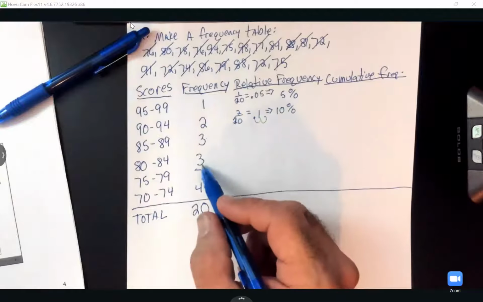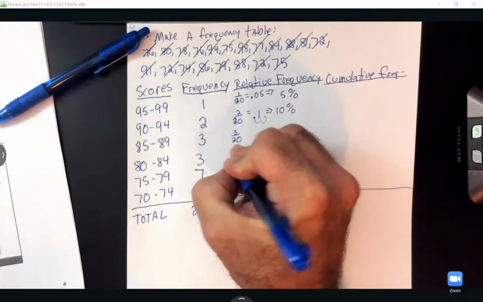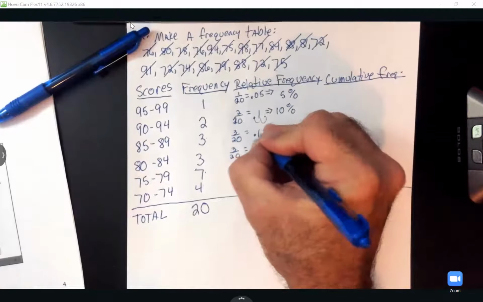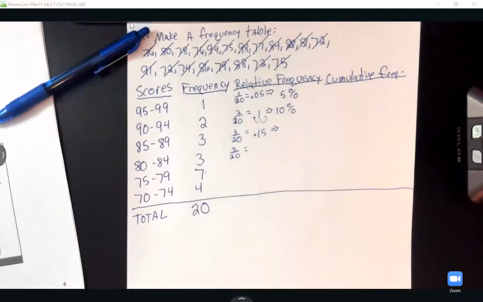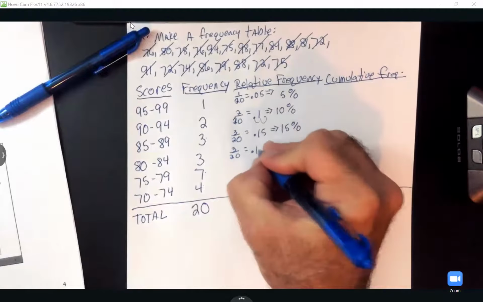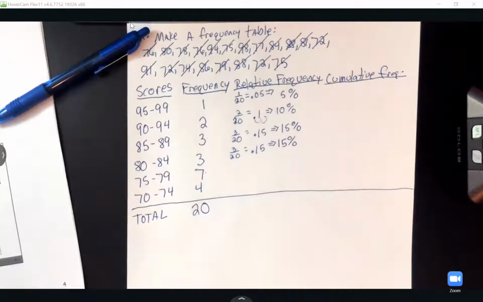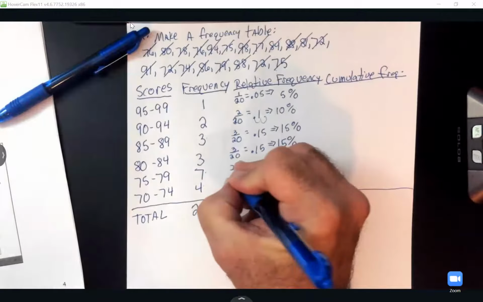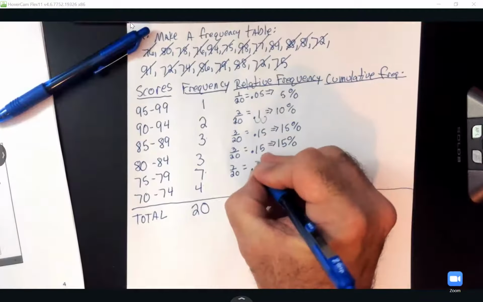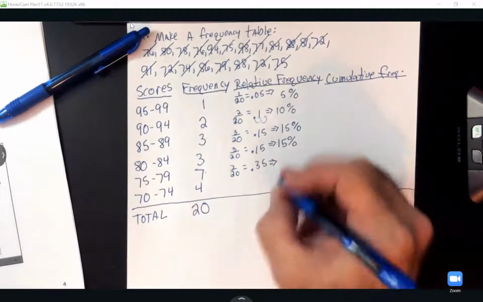All right, the next ones we had 3. So both of these had 3 in them. So they're both going to be 3 divided by 20. 3 divided by 20 would give you 0.15. And 0.15, move the decimal right twice, gives you 15%. So both of these will be 15%. All right, next I had 7 divided by 20. 7 divided by 20 is going to give you 0.35, which turns into a 35%.